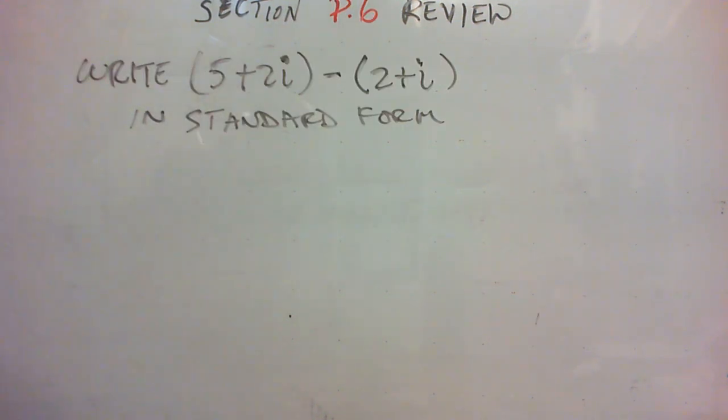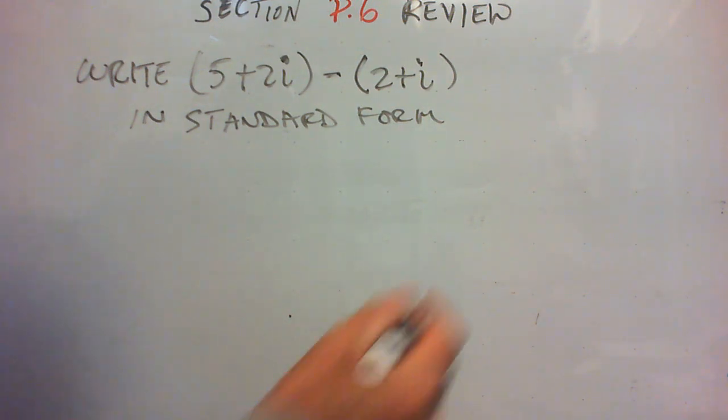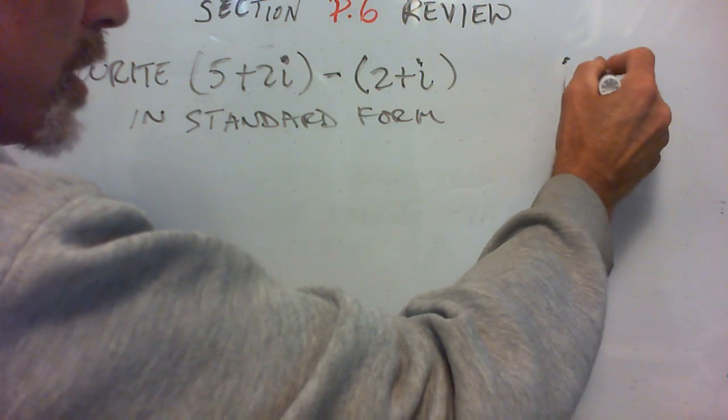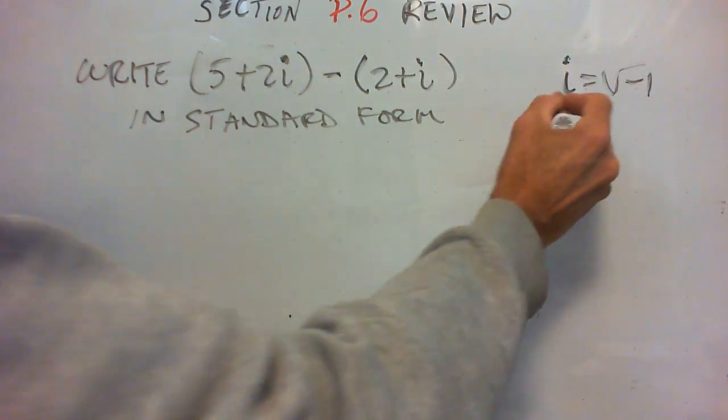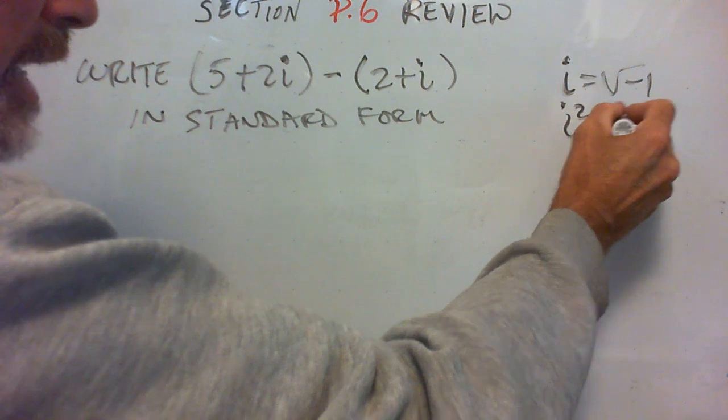Okay, moving on to a few P.6 review problems. We start with writing 5 plus 2i minus 2 plus i in standard form, where i is the complex number i equals square root of negative 1. And that means i squared is negative 1.